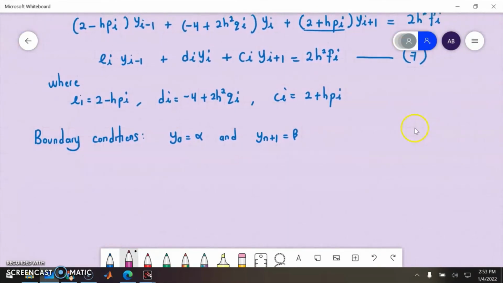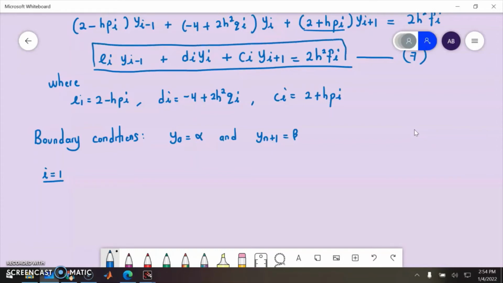Now let's try to create the system of algebraic equations. We can start with i equals 1. Look at equation 7 here when i equals 1.